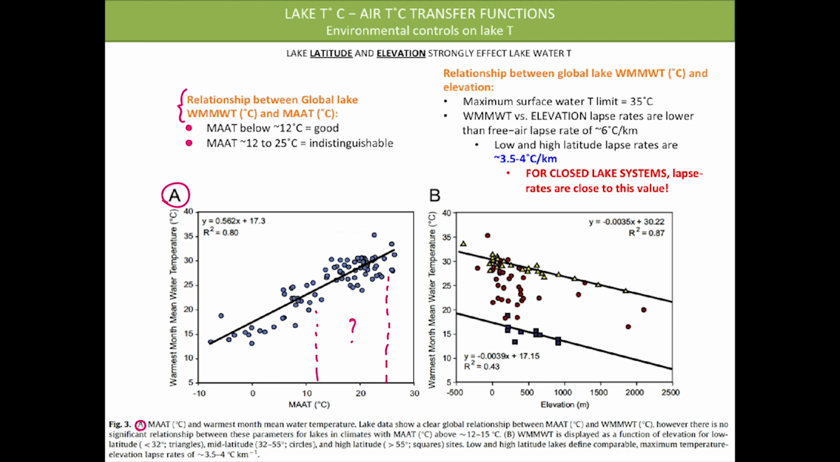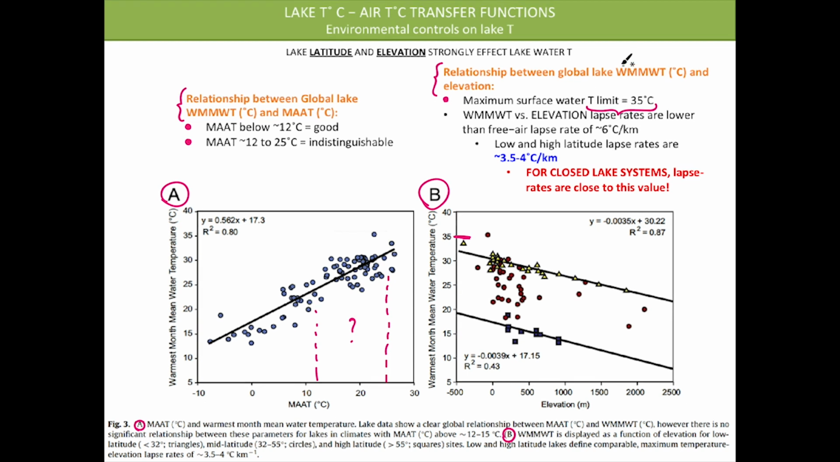Also, there is a strong relationship between global lake warmest month mean water temperature and elevation, as shown by this figure here. The relationship defines a maximum surface water temperature limit. The authors suggest that any lake paleotemperature estimates above 35 degrees C for ancient non-saline lakes most likely reflect some degree of diagenetic alteration.